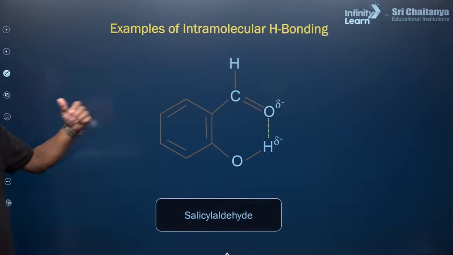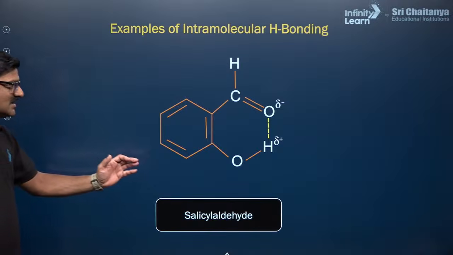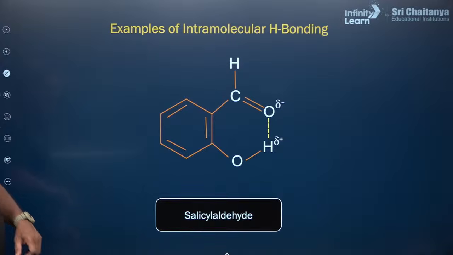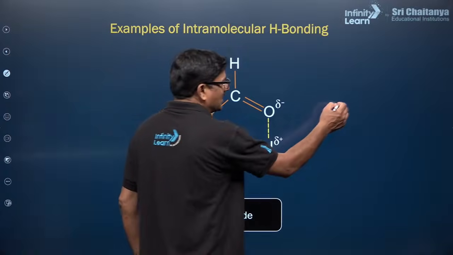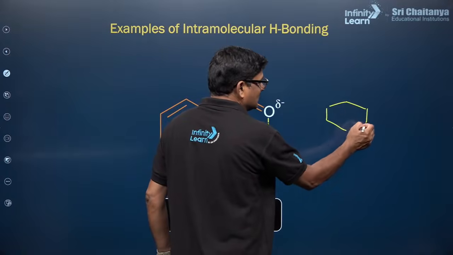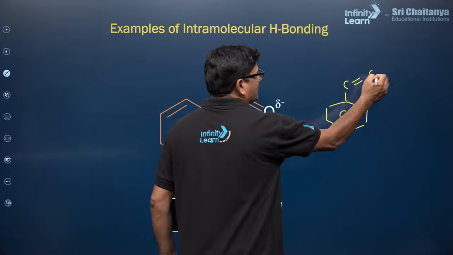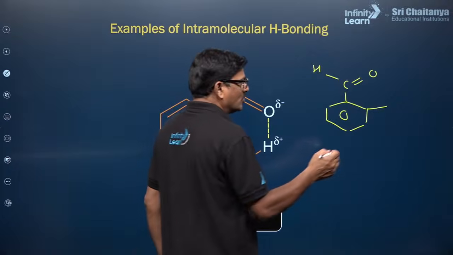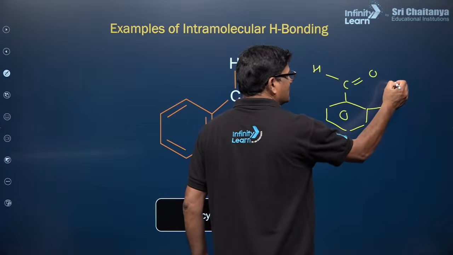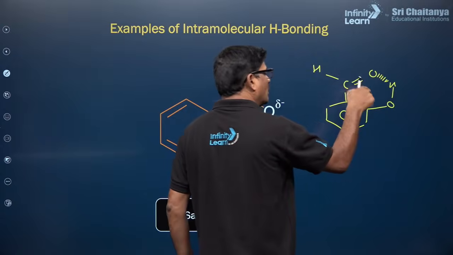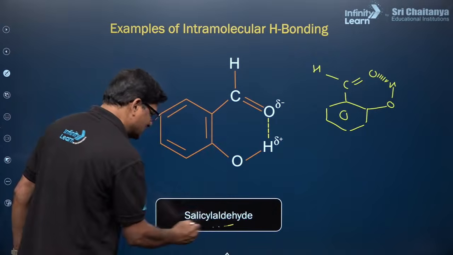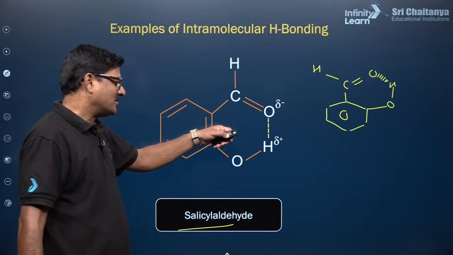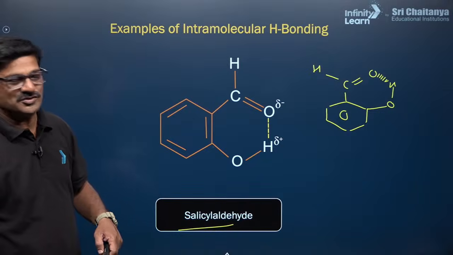And some more examples I want to give you. Salicylaldehyde, ortho-hydroxybenzaldehyde, is called salicylaldehyde. You can see salicylaldehyde, C double bond O, H. This is a benzaldehyde, and this is the OH group. So ortho-hydroxybenzaldehyde is salicylaldehyde. You are going to see intramolecular hydrogen bonding within the molecule.